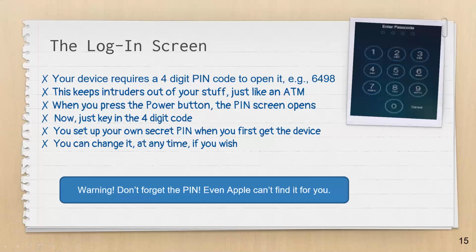So don't use the 4 digits of your address. Don't use the 4 digits of your phone number. Don't use 4 digits from your birthday. Those are too easy to know. Come up with 4 random digits. It can be the same 4 digits you use for your banking, for example, for your ATM card. That's fine, right?